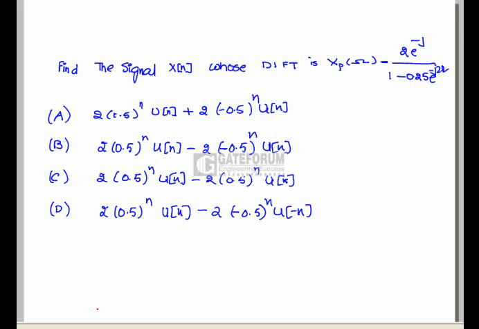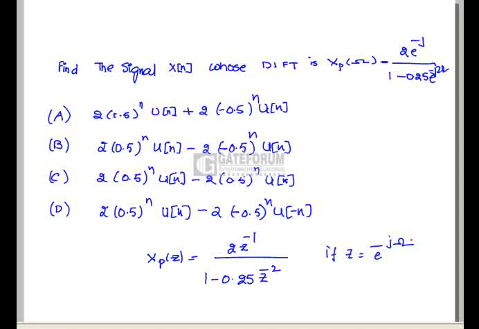The question is, find the signal x[n] whose DTFT is X(ω) = 2e^(-jω) / (1 - 0.25e^(-j2ω)). Here we can write the z-transform of X(ω) as below: X(z) = 2z^(-1) / (1 - 0.25z^(-2)) if z = e^(jω).